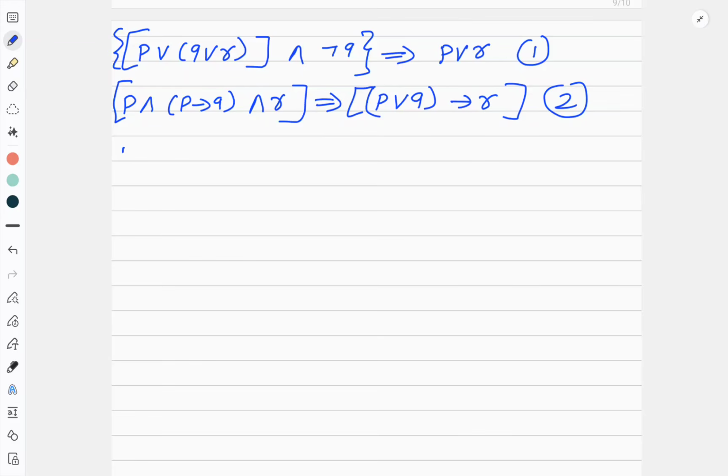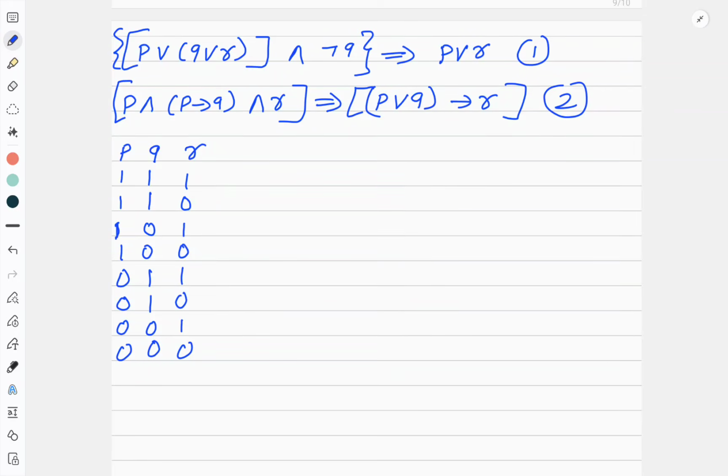Okay. So I have P, I have Q, I have R. As I said, with 3 propositions, each can take 2 values. So 2 to the power 3, 8 rows. P: 1, 1, 1, 1, 0, 0, 0, 0. Then Q: 1, 1, 0, 0, 1, 1, 0, 0. Then R: 1, 0, 1, 0, 1, 0, 1, 0.